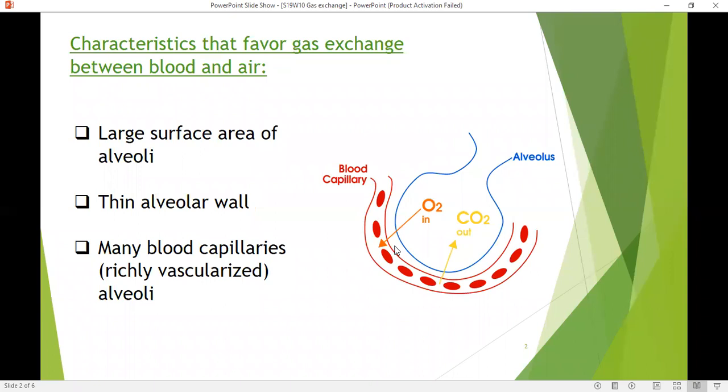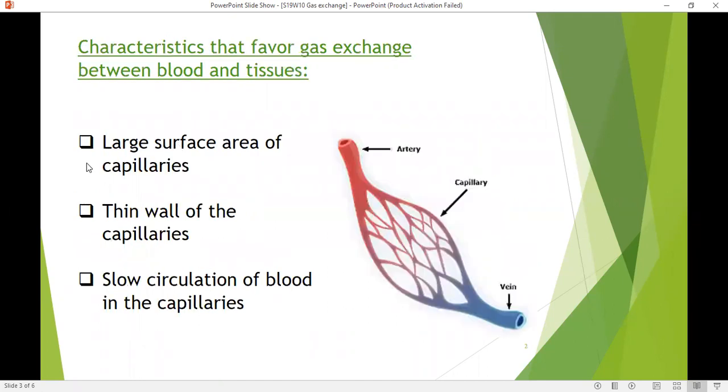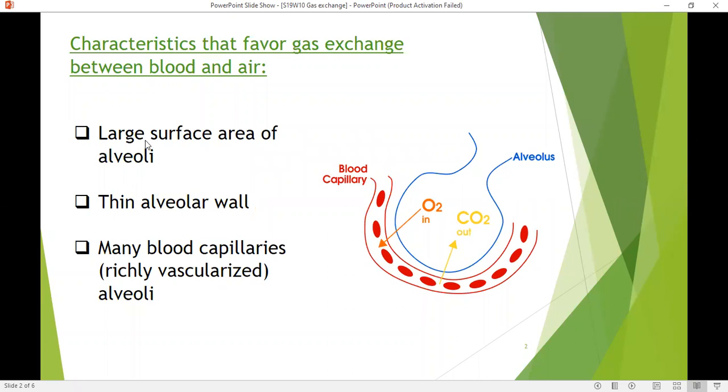But what makes it the site of gaseous exchange, or what are the characteristics that favor or facilitate this gaseous exchange? First, we have the large surface area of the alveoli, the thin alveolar wall, and also, as you can see, the blood capillaries that surround it. So it's surrounded with a lot of blood capillaries.